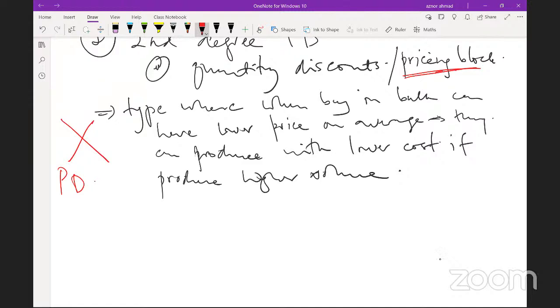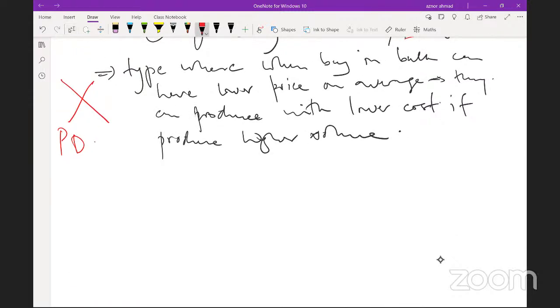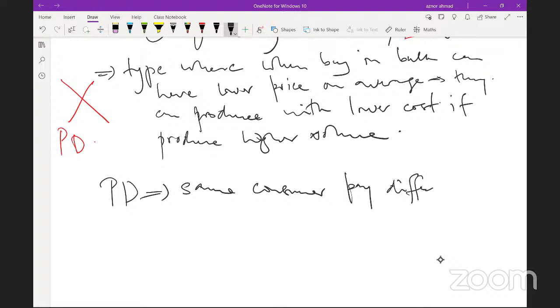Pricing block is actually the US term. So here the price discrimination is the same consumer paying different levels of price for 2 or more blocks. I call them blocks.